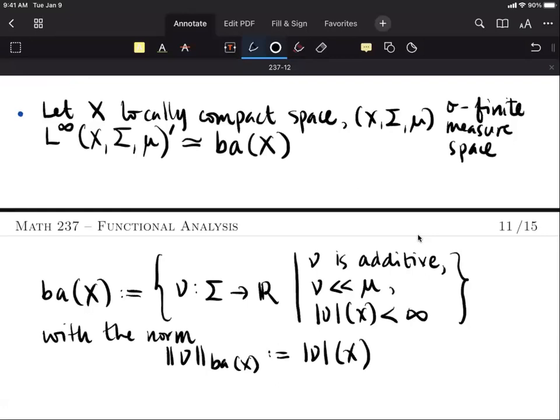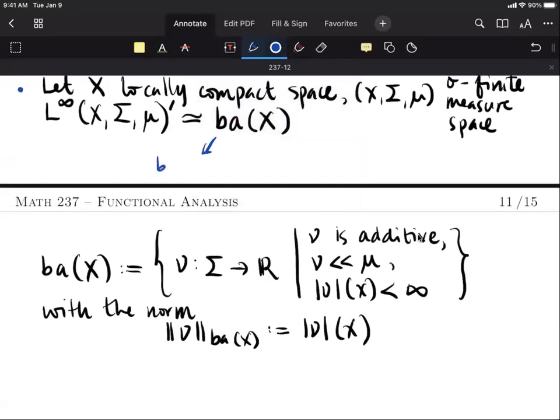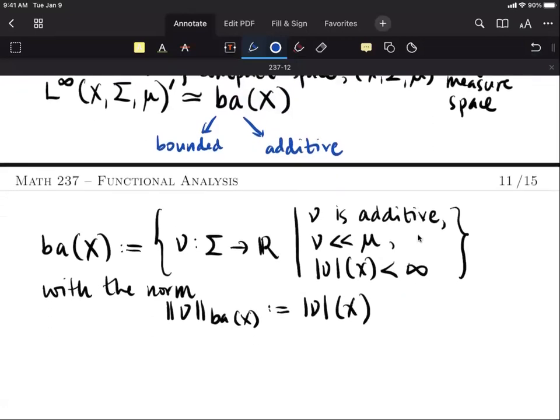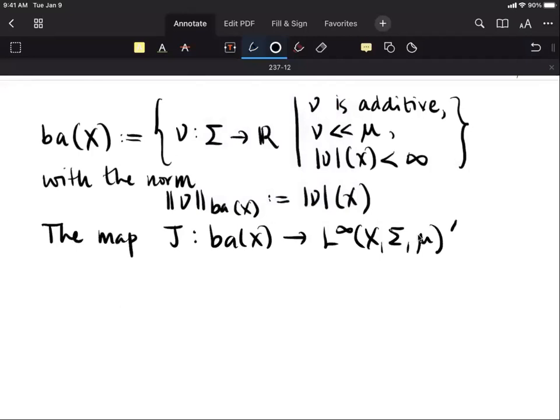And here B and A are the first letters of the words bounded and additive. So you have here additivity. Here it means that your total variation is bounded. So in fact, one can provide an isometric isomorphism. So the map J from BA(X) into the dual of L infinity.